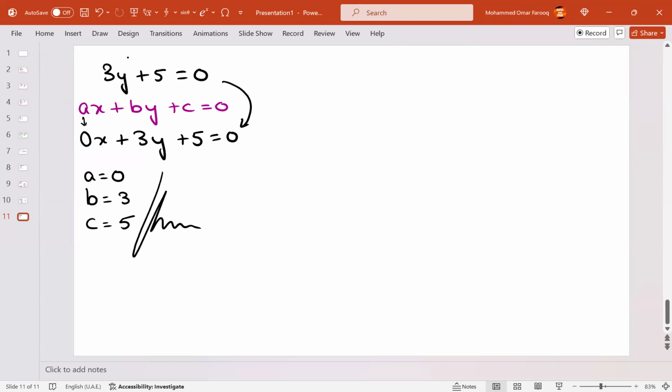Sir, you may ask, some students may have a doubt. Sir, 3y plus 5 is a linear equation in one variable, but how can you express it as a linear equation in two variables?